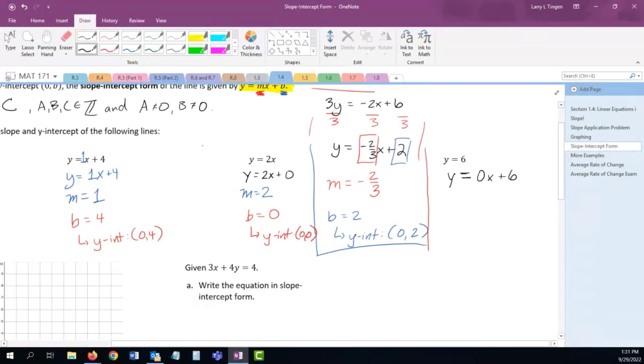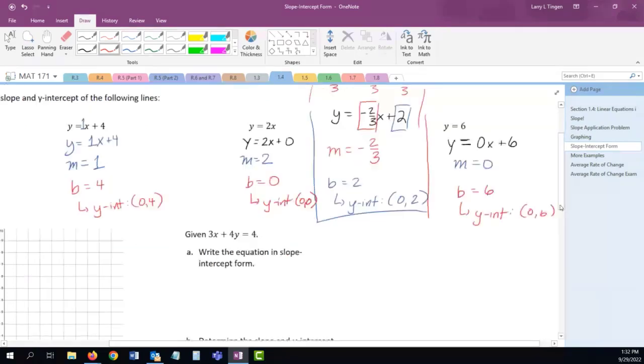On the first one, I have y equals 2x. I can write 2x plus 0, and that turns out to be my b value. When I have y equals a constant, and there's no x variable here, it turns out that the slope is just 0. And then the y-intercept, or b for this one, is 6, which means the y-intercept is the point (0, 6). Cool?